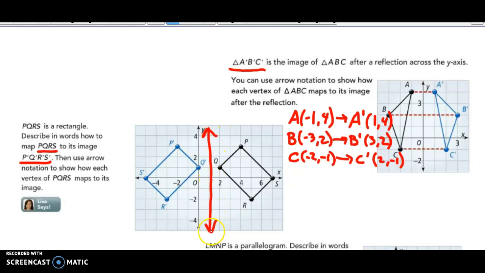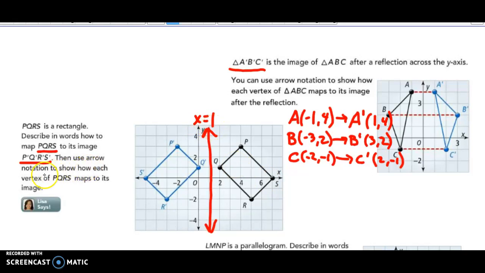So think back to when we talked about vertical and horizontal lines. If I have a vertical line here, it means that all of my x values are the same, right? No matter how far I go up or down this line, all of my x values are +1. So I'm going to call this line x equals 1 because no matter where I travel on this line, that x value never changes. So if I want to describe this in words, I could say that rectangle PQRS is reflected across the line x equals 1.